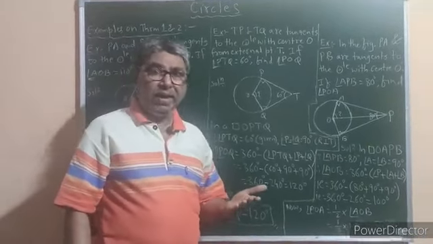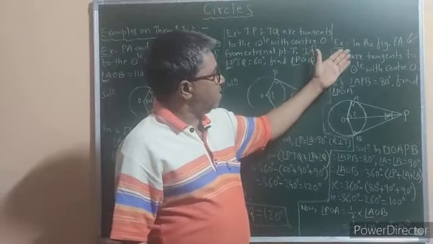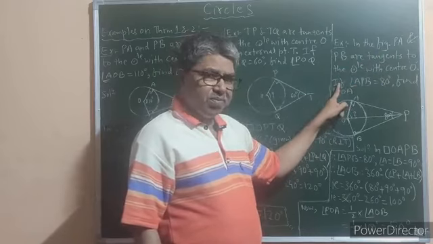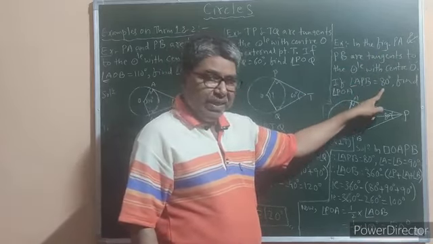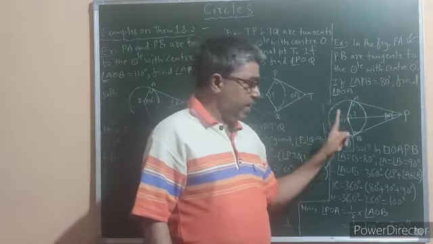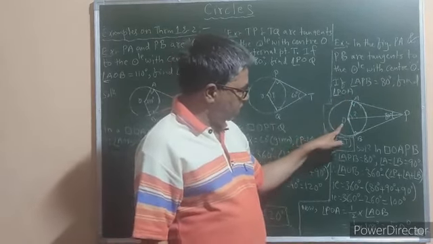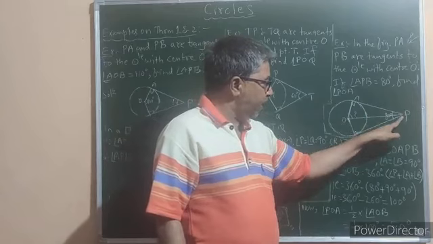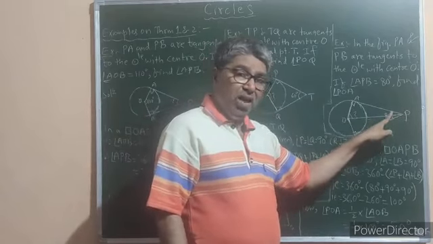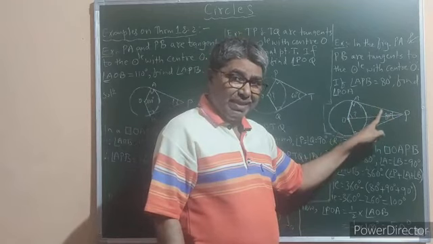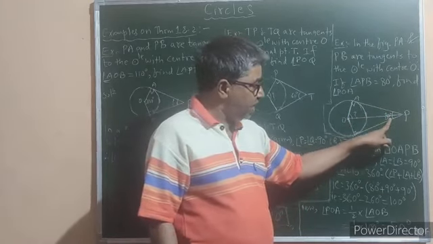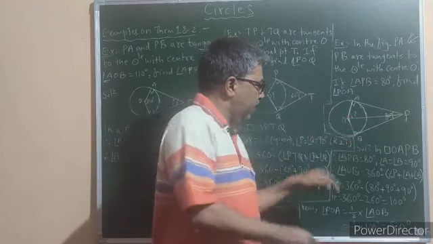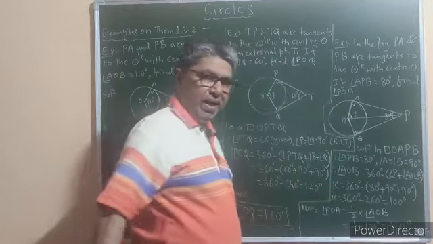So coming to one more example, example number 3. In the figure, PA and PB are tangents to the circle with center O. If angle APB is equal to 80 degrees, find angle POA. So this is the figure. O is the center of the circle, P is an external point. Again PA and PB are the two tangents. OP is joined, and angle APB, the angle formed between the two tangents at the external point, is 80 degrees, and we are asked to find the measure of angle POA. So this angle we have to find.